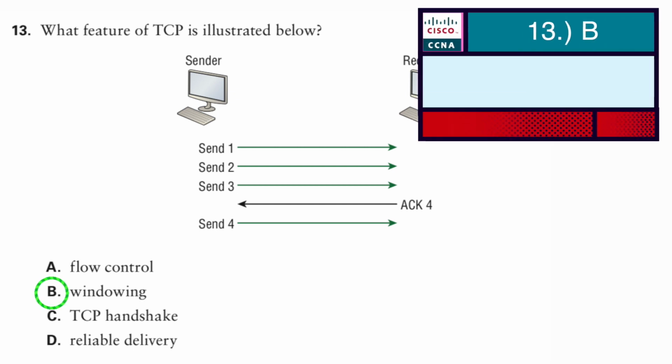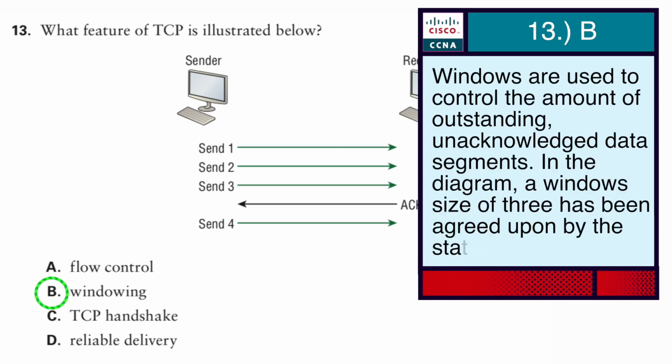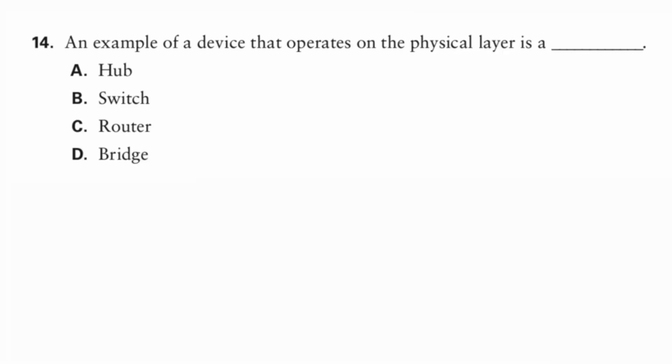The correct answer is B, windowing. Windows are used to control the amount of outstanding, unacknowledged data segments. In the diagram, a window size of 3 has been agreed upon by the stations. Number 14. An example of a device that operates on the physical layer is A, hub, B, switch, C, router, or D, bridge?